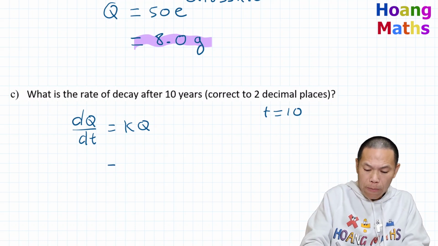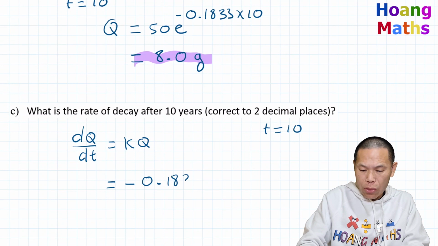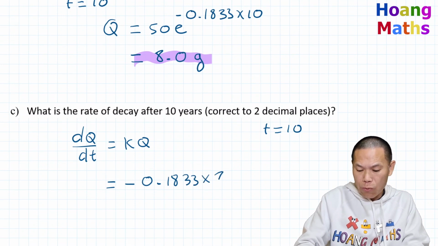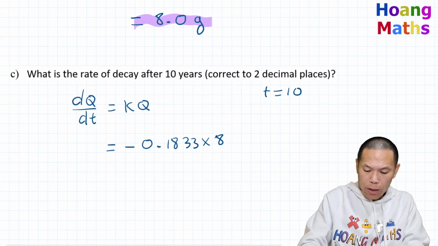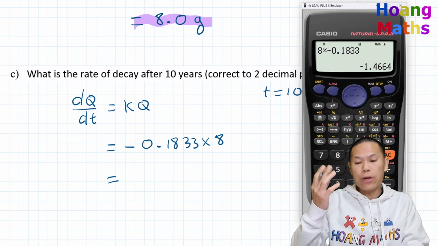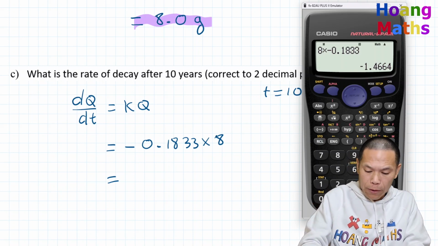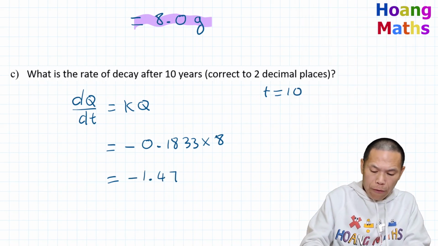So that will give me k is negative 0.1833 and we times Q. Q is 8 when t is 10. So that will give me 8 times negative 0.1833. So there you go, and correct to 2 decimal places, negative 1.47.